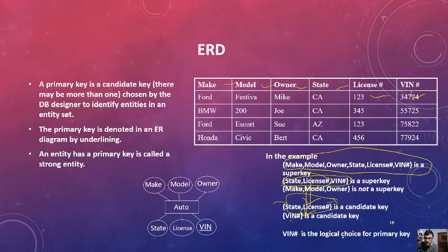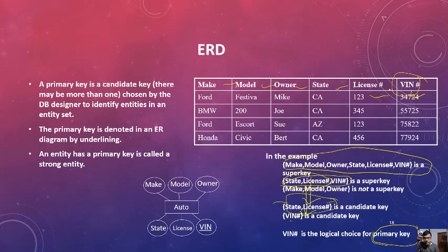An entity set that does not possess sufficient attributes to form a primary key is called a weak entity. Think about this. This is the important part of your diagram, the weak entity. An entity set which has insufficient attributes to form a primary key is called a weak entity.